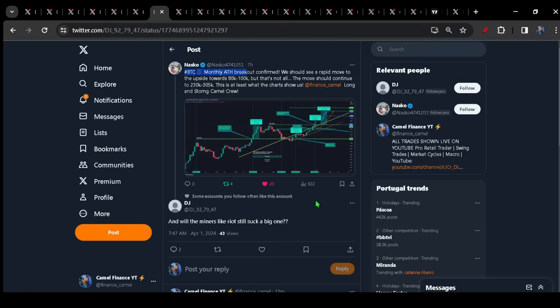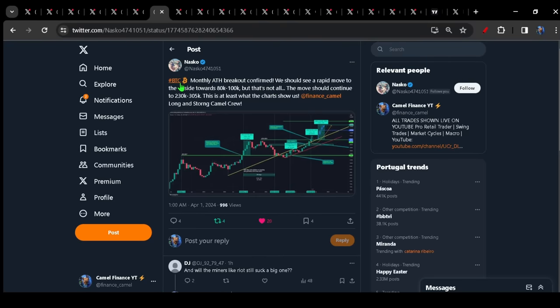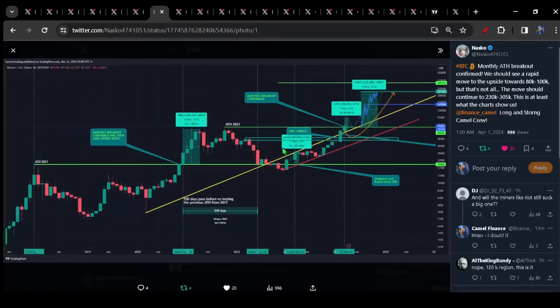And this is further supported by a fantastic chart here from my brother Nasco. Nasco pointed out that Bitcoin's monthly all-time high breakout is confirmed. On a monthly time frame, we have confirmed a breakout. We should see a rapid move to the upside towards 80 to 100K, but that's not all. The move should continue well beyond that, perhaps as high as 230K. This is at least what the charts imply. Long and strong Camel Crew. And again, pause your screen, take a good look at this. Hard for me to suggest that with a monthly candle close above the prior all-time high, what comes next is a large-scale pullback.